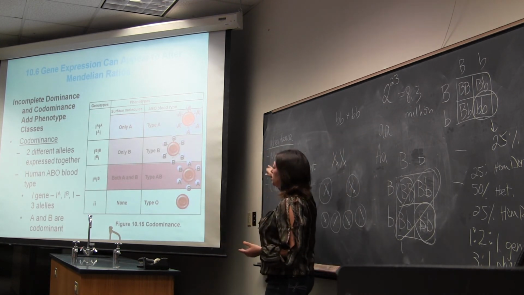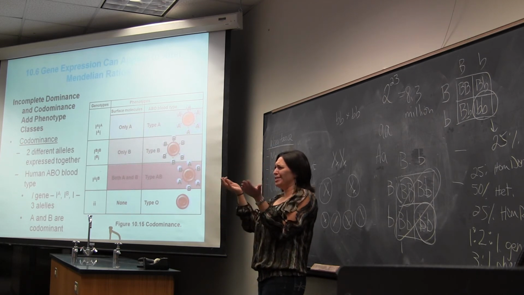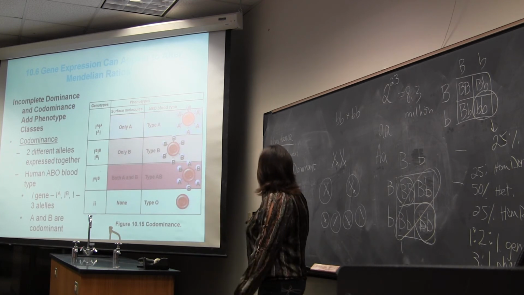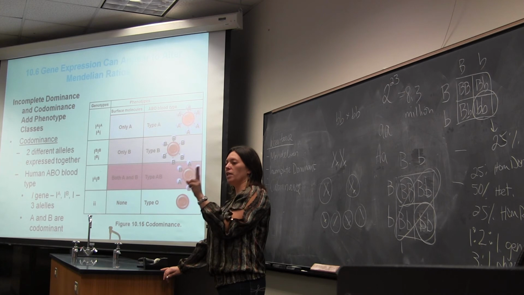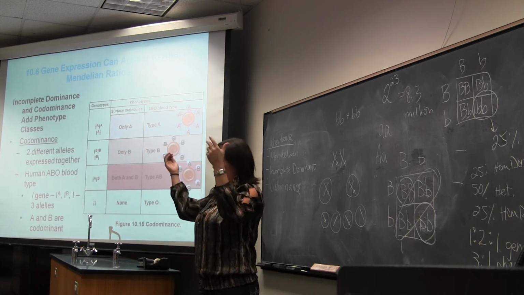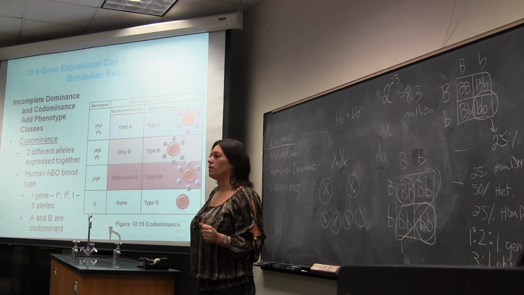So these are just different versions of dominance. You have incomplete dominance, where the alleles aren't dominating one another, they're just mixing together. And then you can have codominance, where you have two dominant alleles that are both contributing to the phenotype. Blood type is an example of this.